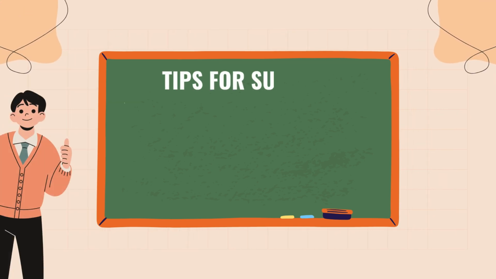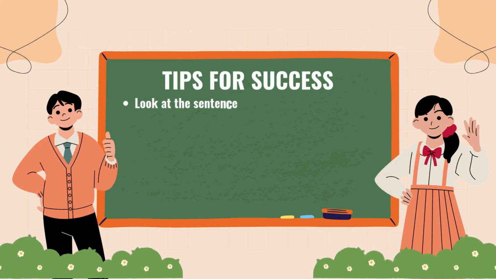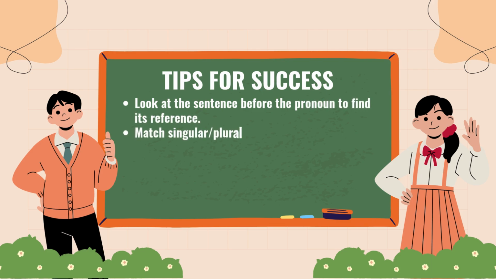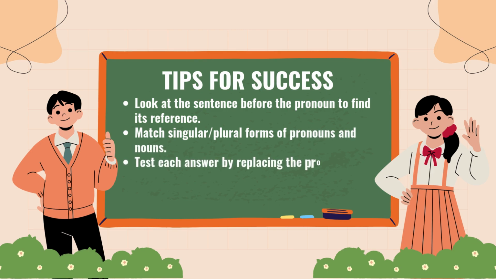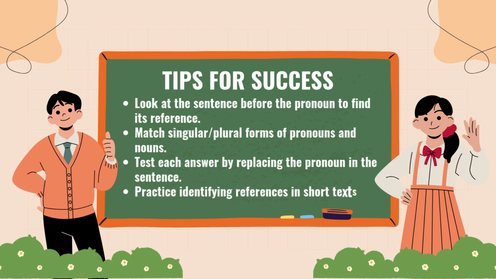To become excellent at solving reference questions for the TOEFL, here are some key tips for success. First, always look at the sentence before the pronoun to find its reference. This is often where the answer is. Second, match the singular or plural forms of pronouns and nouns. If the pronoun is it, singular, its reference must also be singular. If it's they, plural, its reference must be plural.